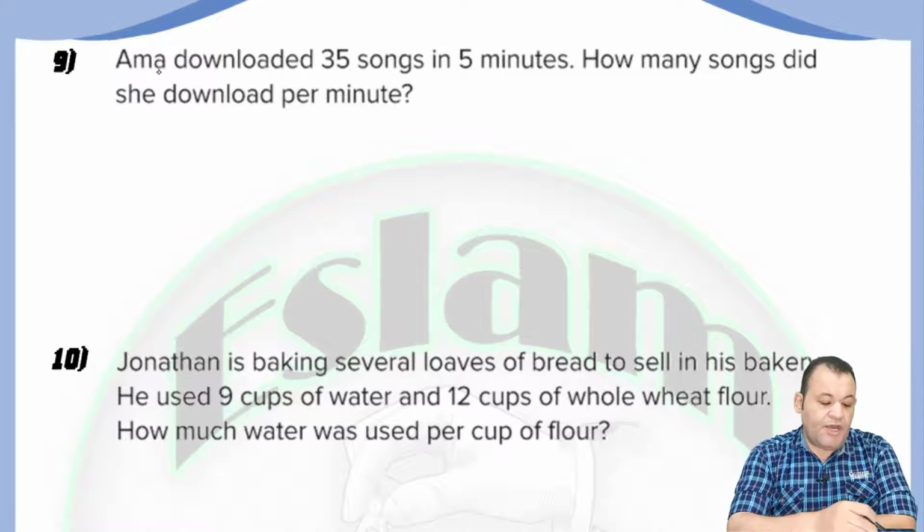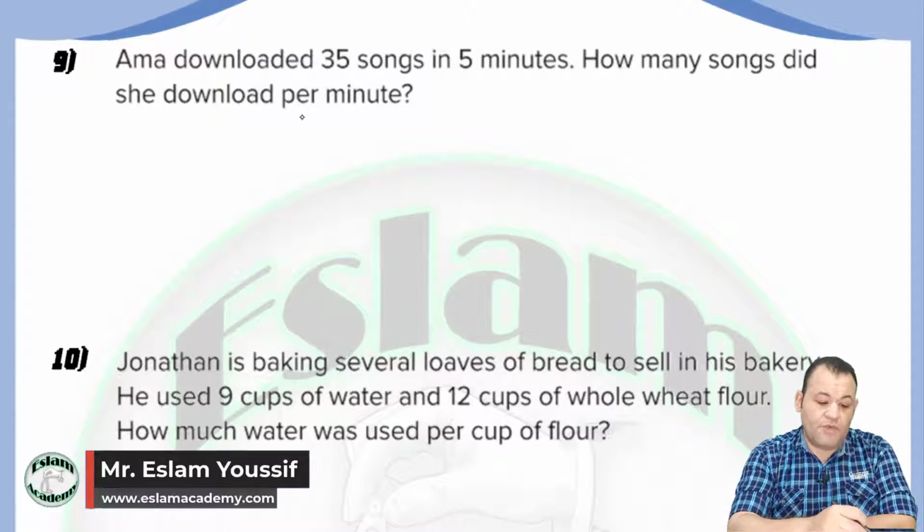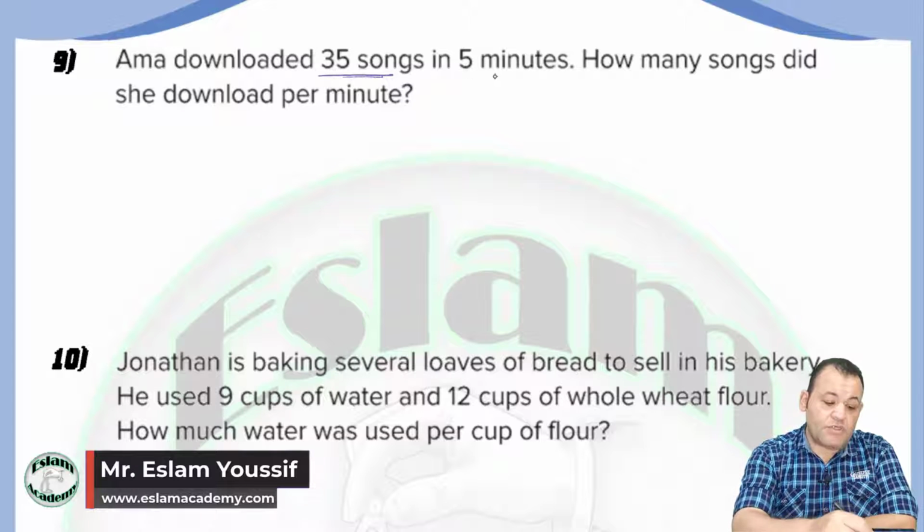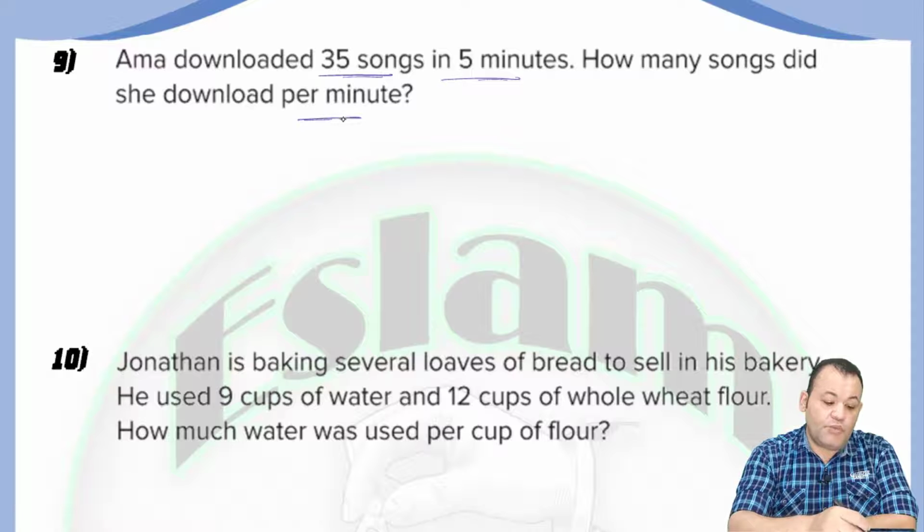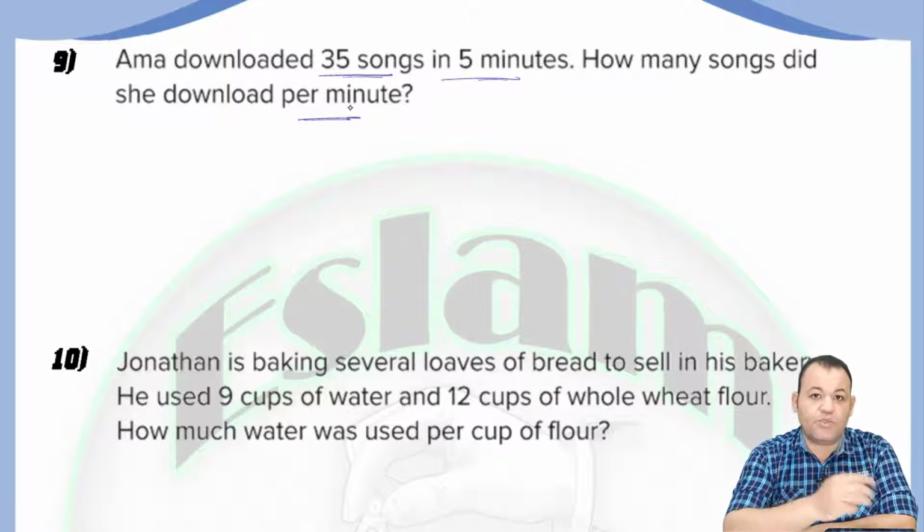In question number 9, Amma downloaded 35 songs in 5 minutes. So we have 35 songs for each 5 minutes. How many songs did she download per minute? We need to know how many songs for each 1 minute.